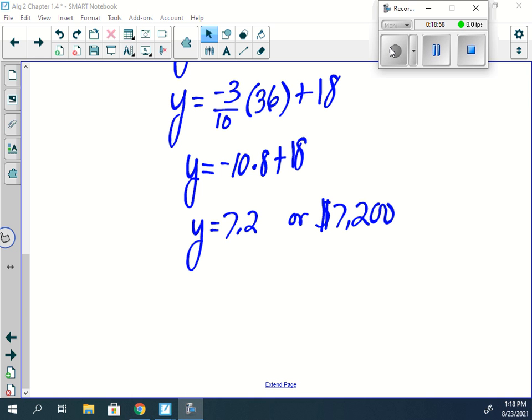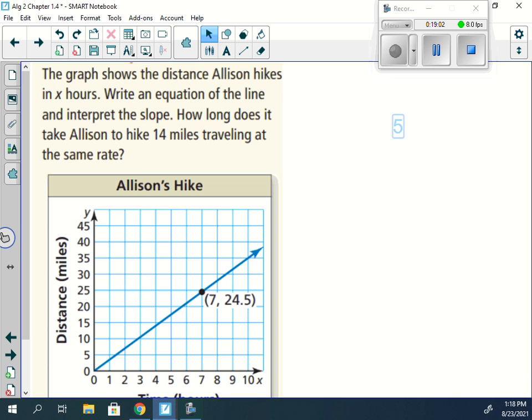So any questions on this here? We feel comfortable with finding equations of lines? Let's look at one more and then we'll move on to the other type of example we're going to look at today. This graph shows the distance Allison hikes in x hours. Write an equation of the line and interpret the slope. And then figure out how long it takes Allison to hike 14 miles traveling at the same rate.